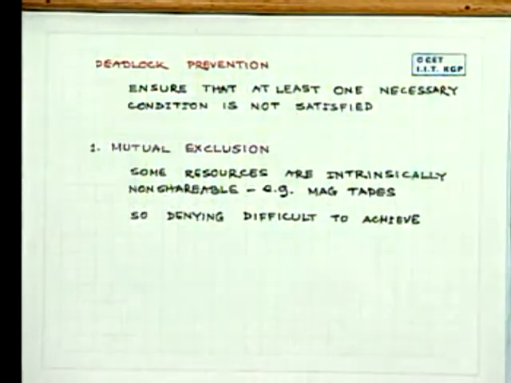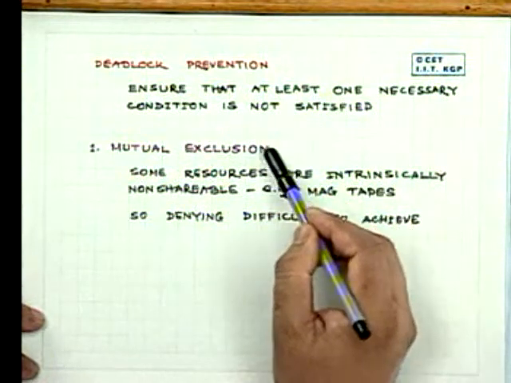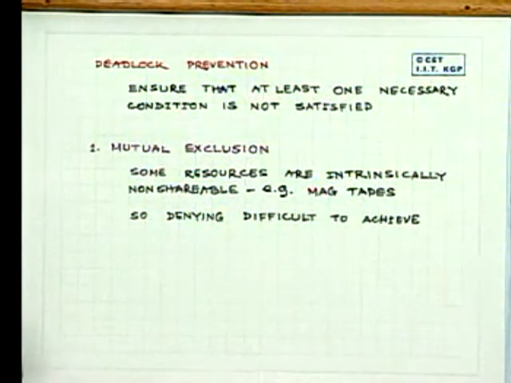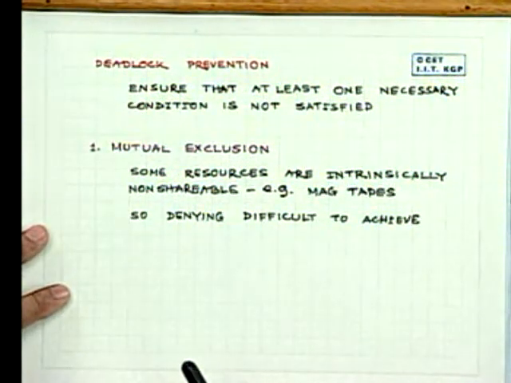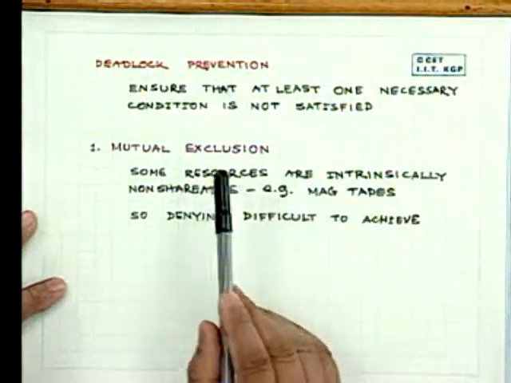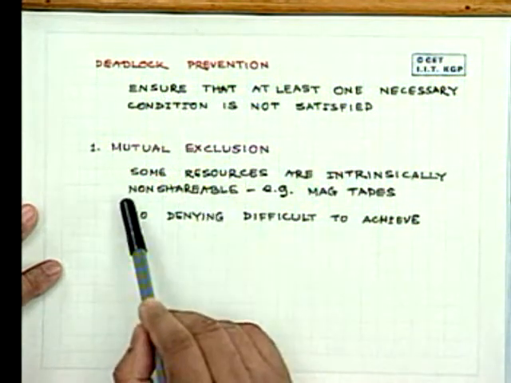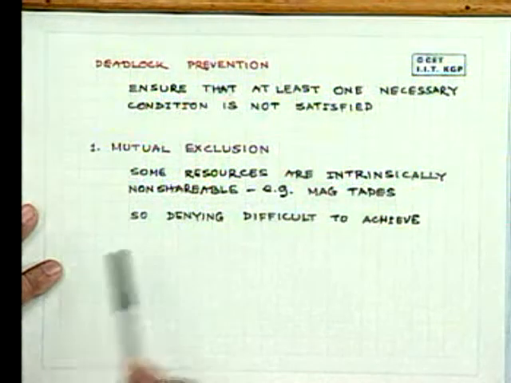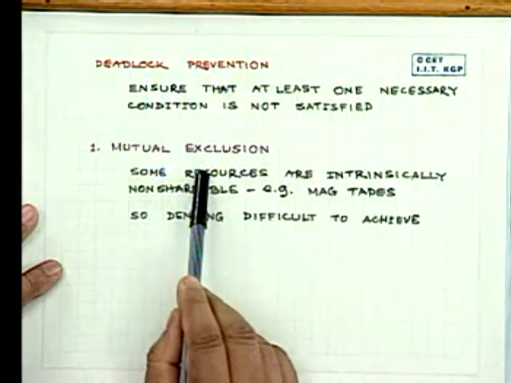First is the mutual exclusion. Mutual exclusion is necessary if there is some unshareable resource. For example, a Mac tape or a printer is an unshareable resource, which means that if some process is using the Mac tape, other processes cannot be allowed to use that Mac tape, and therefore they have to use the Mac tape in a mutually exclusive way.